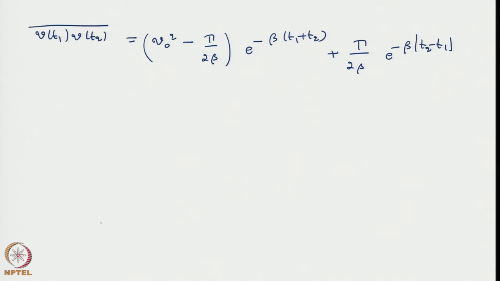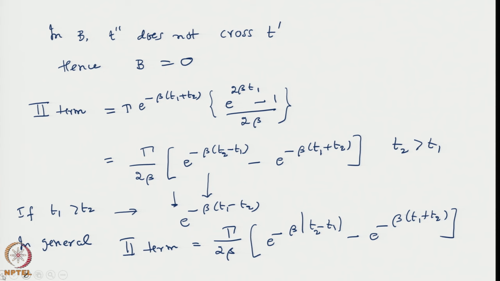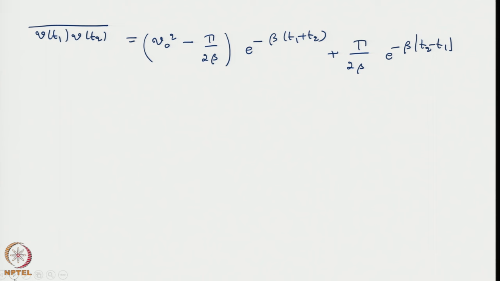You can note it from the combination of the previous result. See, here you have a term minus gamma by 2 beta e to the power minus beta (T1 plus T2), and in the first you had V naught square e to the power minus beta (T1 plus T2). So, the exponential term being common, we can subtract that, and this modulus term can be kept separately. So, that is what we have done.